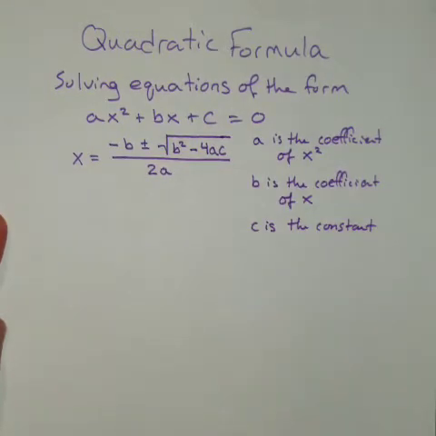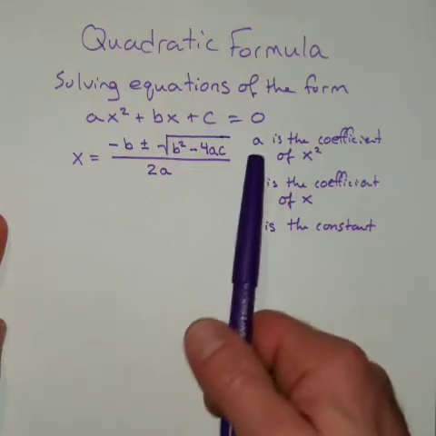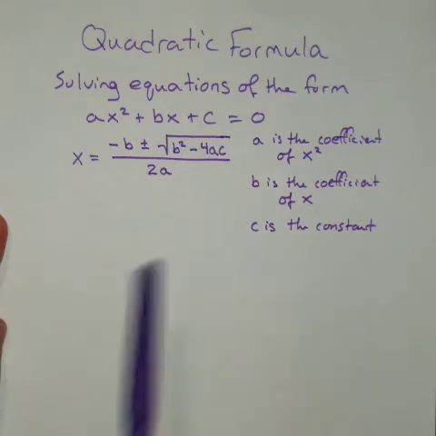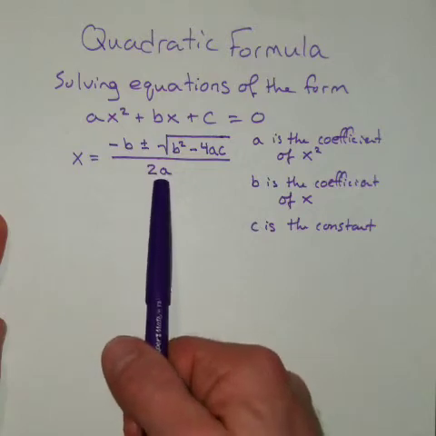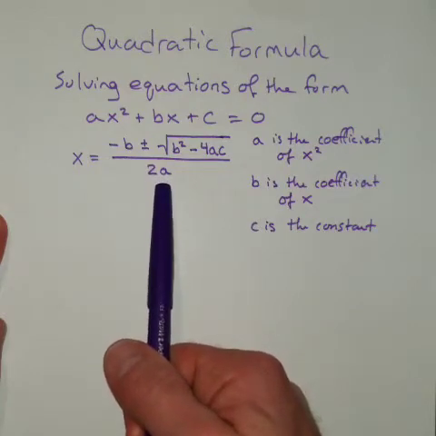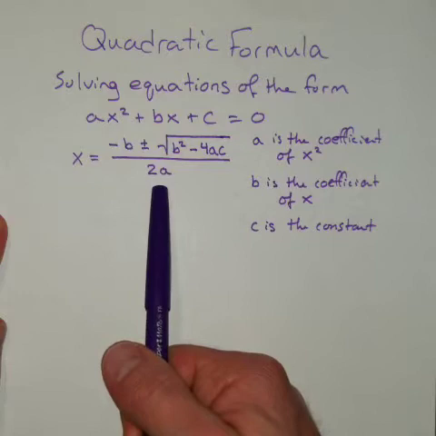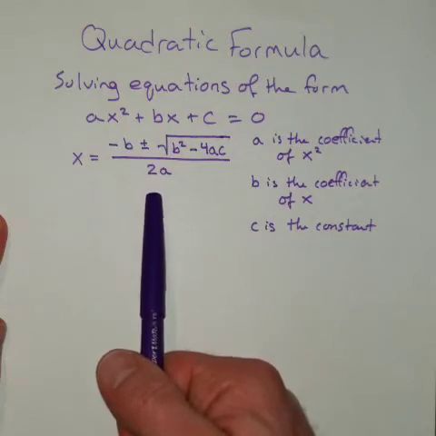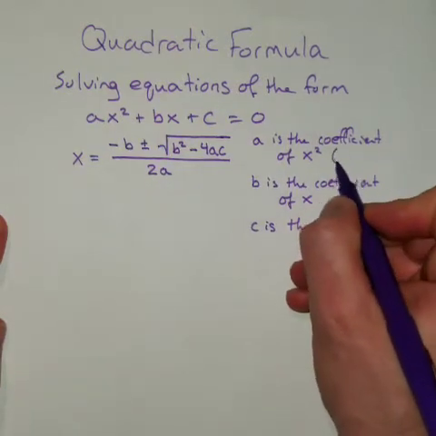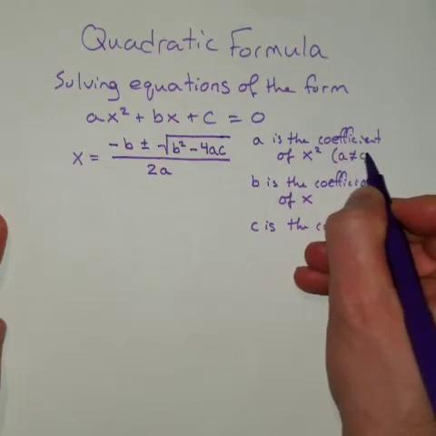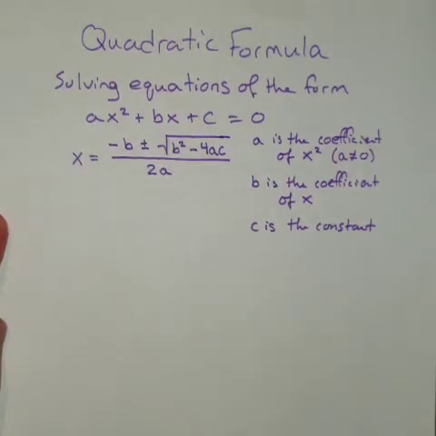And any of these three values can be any number. So a can be any number, b can be any number, c can be any number, with one exception, and that is you cannot divide by 0. Division by 0 is undefined, and so that a value cannot be 0. That's the only condition on those three numbers. Everything else, a, b, and c could be anything.